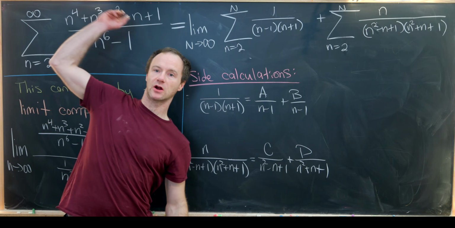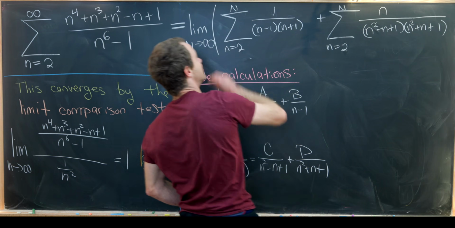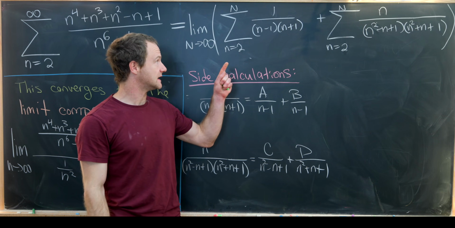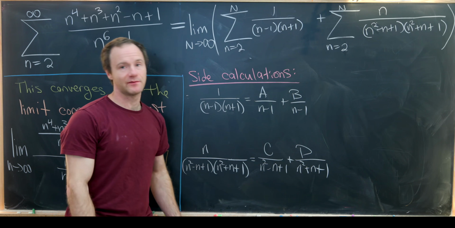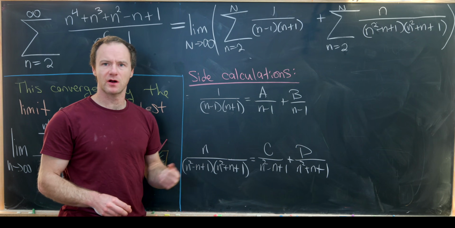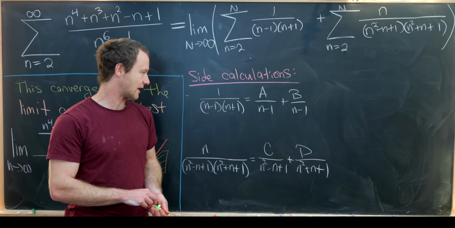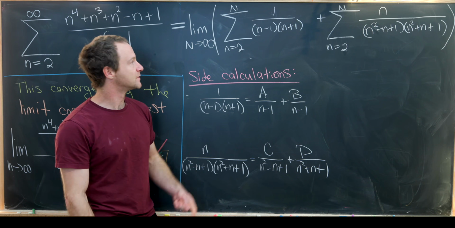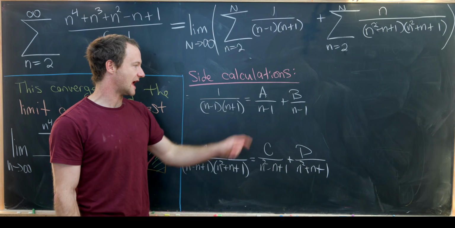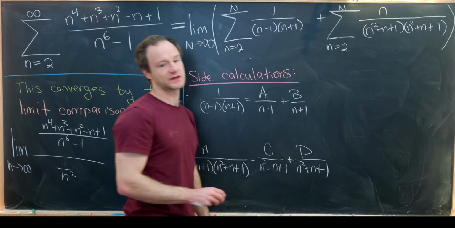On the last board, we got our goal sum down to the following two sums that are inside of this limit. Furthermore, we talked about the probable need to factor these denominators and then split them apart. And the method that we use to split them apart is partial fraction decomposition. So let's do that in these side calculations. So I've set them up here. We'll take this 1 over n minus 1 times n plus 1, and write it as a over n minus 1 plus b over n plus 1.